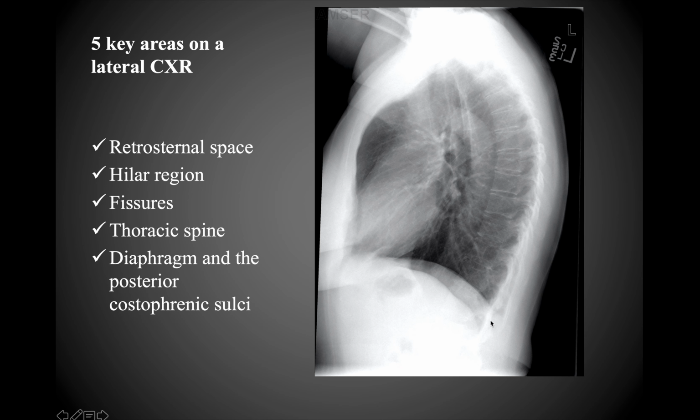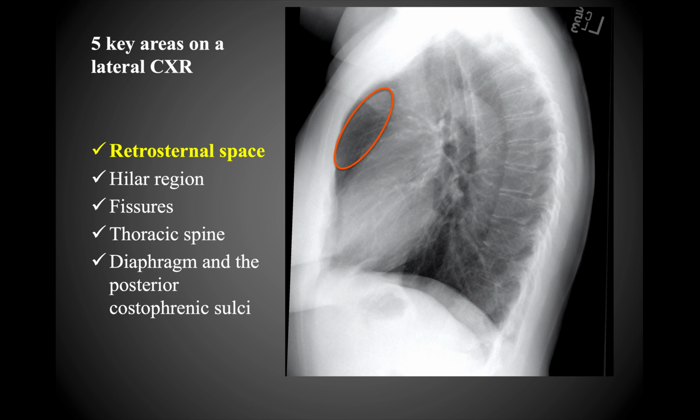And then finally, this image doesn't show it super well, but if you look closely, you can see right here the costodiaphragmatic recess or the costophrenic sulci. And remember, that's where you're going to have fluid accumulation in an upright patient. So in the case of a pleural effusion, that's where you're going to expect to see blunting of the costodiaphragmatic recess. So we'll look at that a little bit closer later on.